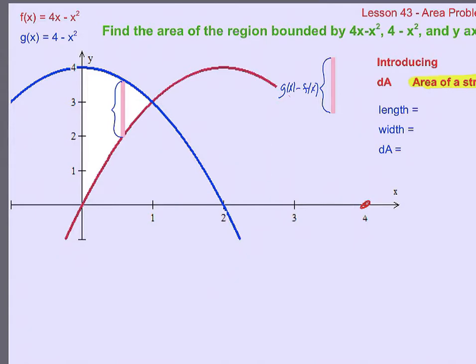It certainly helps to actually do the subtraction. That is the same thing as 4 minus x squared minus the quantity 4x minus x squared. Please be careful about those parentheses, because that will cancel out the x squareds. So we've got 4 minus 4x. 4 minus 4x is my length.